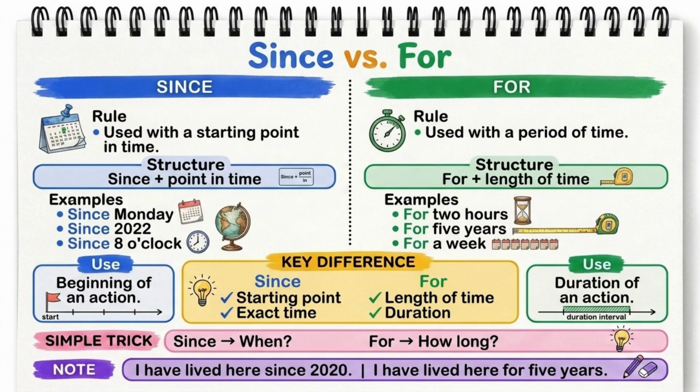I have known her since 2019. Excellent. Now try this one. We have been friends for 10 years. Perfect. Remember, since equals a starting point. For equals a period of time. Keep practicing and soon you'll use both words naturally in everyday conversations.